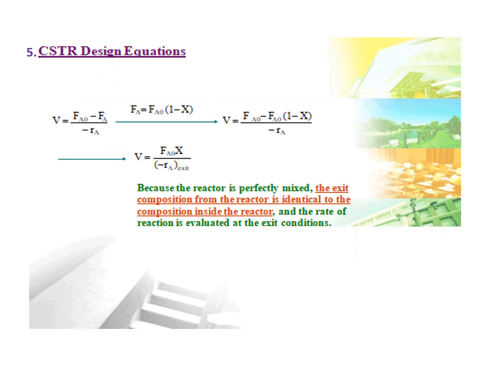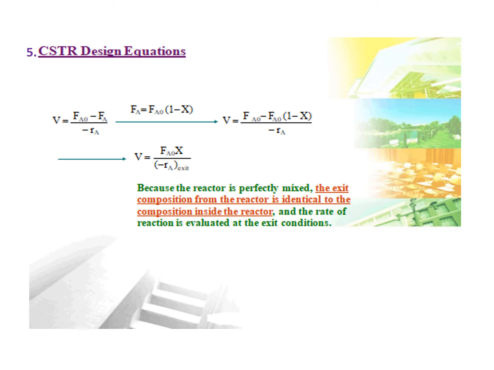So next we'll discuss the design equation for the CSTR. CSTR, continuous stirred tank reactor. The design equation for volume is equal to the initial flow rate minus the final flow rate upon the rate of reaction of that particular basic reaction, that we discussed at the beginning of the design equation slide. So it will convert when the flow rate FA is equal to FA0 into (1 minus X).